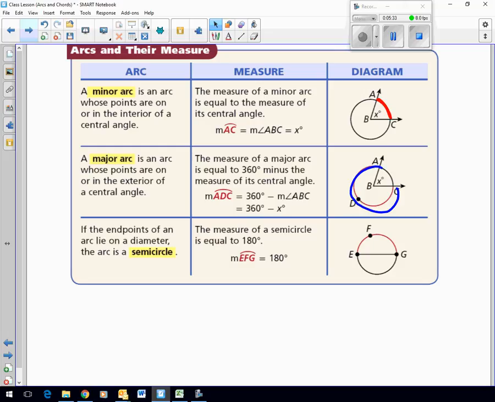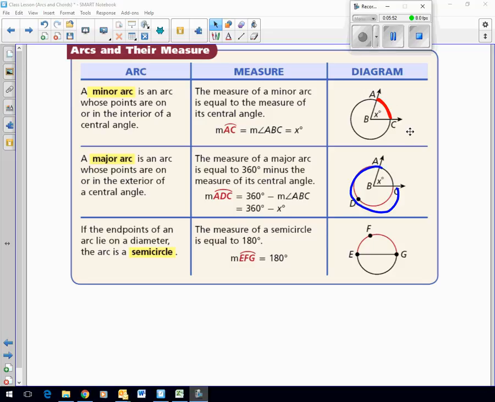Better hurry. Right? Also, we got a semicircle down there. Make sure you understand it. Hello? Okay. Circle down there at the bottom.